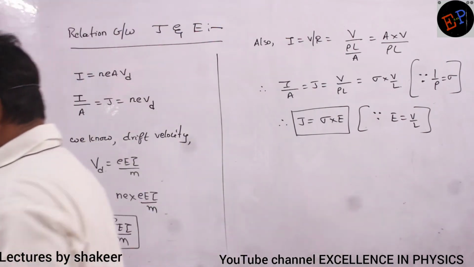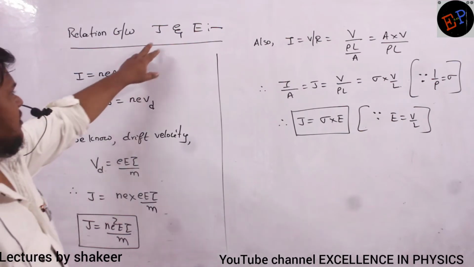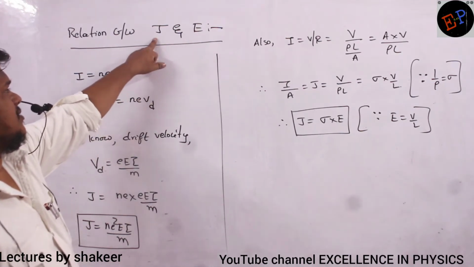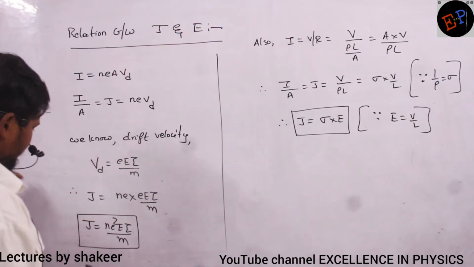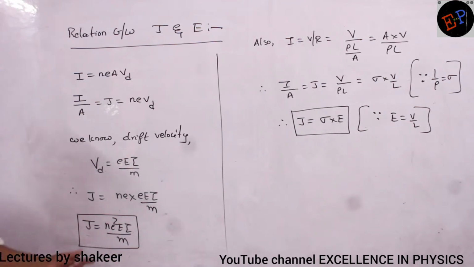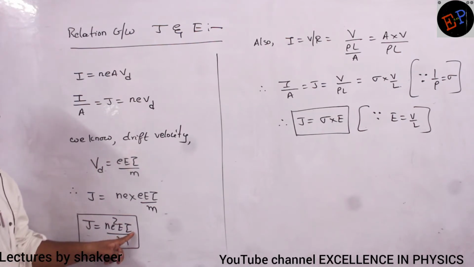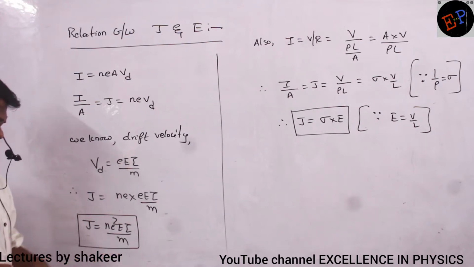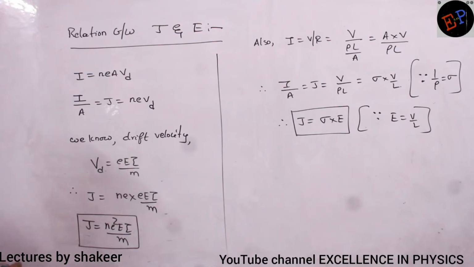Okay. So this is a very important relation: the relation between current density and electric field. J is current density, E is electric field. First of all, I will write one equation of J in terms of relaxation time. What is meant by relaxation time? Do you remember? Relaxation time means the time taken between two collisions. So I want to write J in terms of relaxation time.